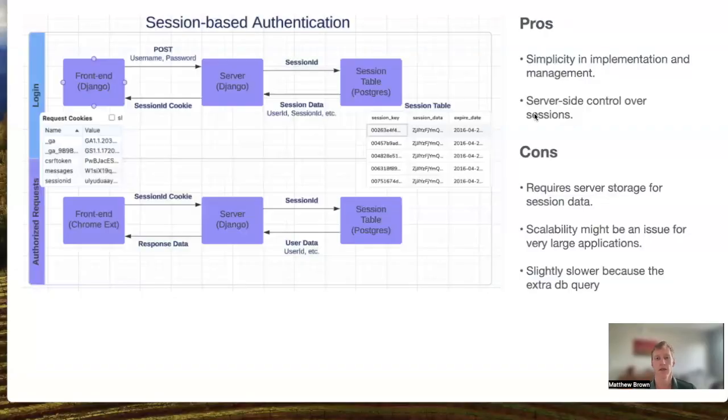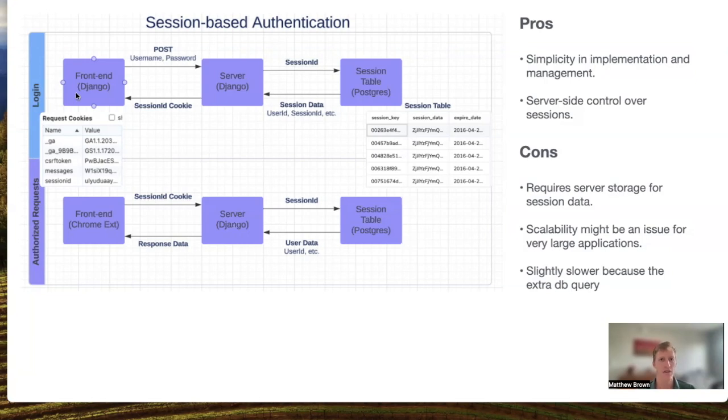Okay, now we'll give a quick overview of a couple different authentication methods. We will talk here about session-based authentication and authentication using JSON Web Tokens, or JWT, pronounced "jot". So first we'll start off with session-based authentication. So here we have two swim lanes, login and authorize requests.